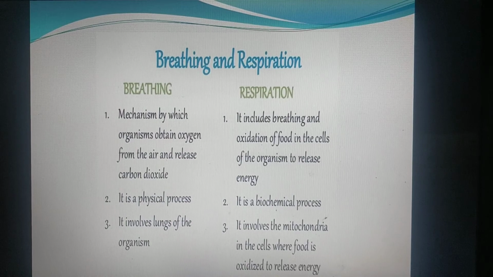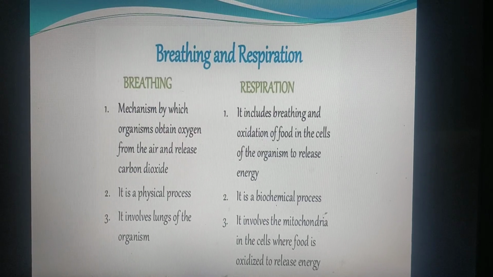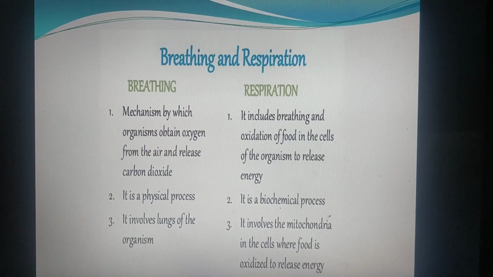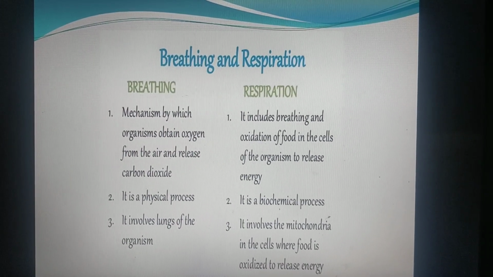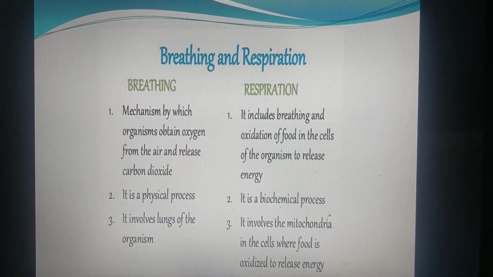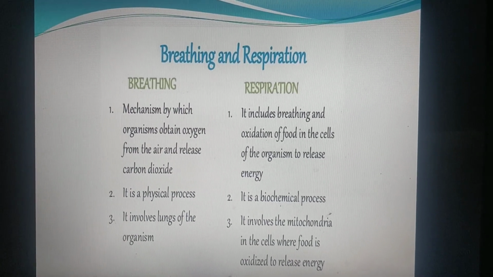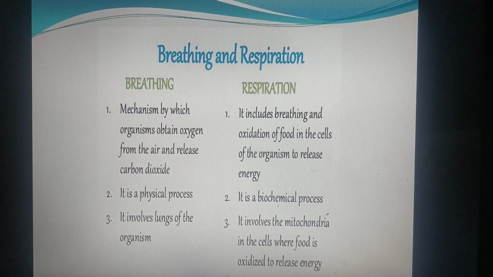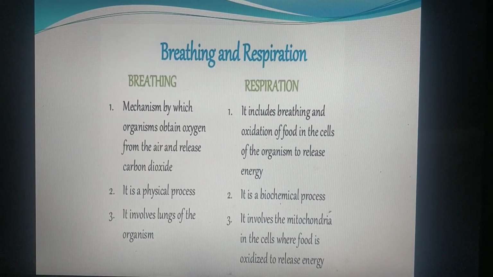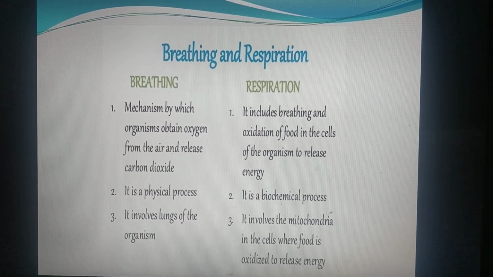So there are two terms, breathing and respiration. You can say breathing is just a part of respiration. Breathing is a mechanism by which an organism obtains oxygen from the air and releases carbon dioxide. Just a part of respiration. And respiration includes breathing as well as oxidation of food in the cells to release energy. So breathing is purely a physical process, but respiration is a biochemical process. Chemical reactions occur inside the body.